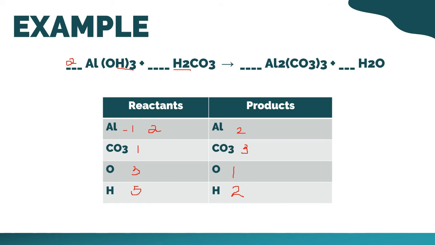Yung ating coefficient or 3 din yung ating number of carbonate. So, lagyan po natin siya ng coefficient na 3 dito. So, 3, magiging 6 po ang hydrogen nyo dyan. And yung carbonate nyo po ngayon ay magiging 3.